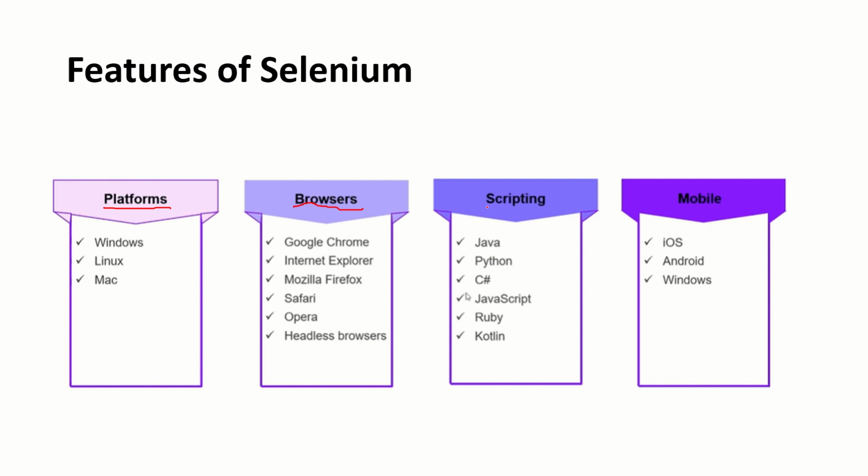Now talking about scripting languages. Selenium supports Java, Python, C#, JavaScript, Ruby, and Kotlin. And we also have great advantages in mobile devices. It supports iOS, Android, and Windows.